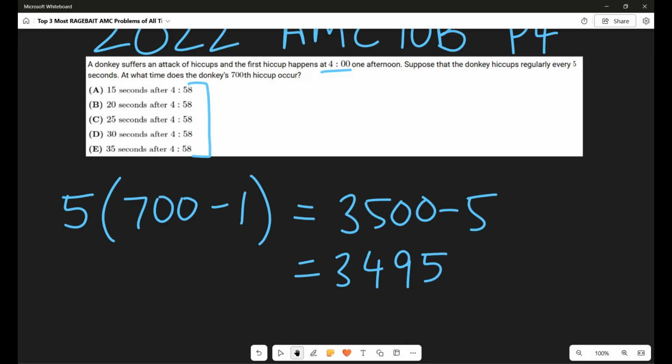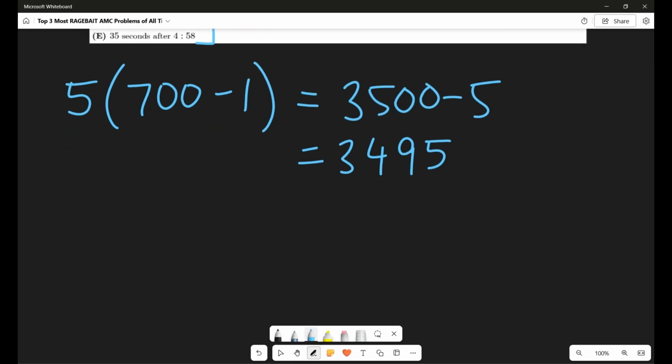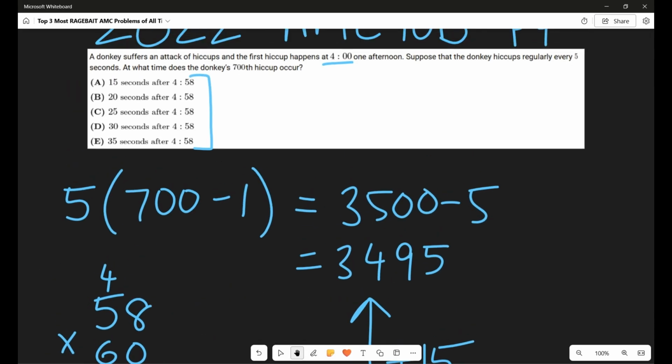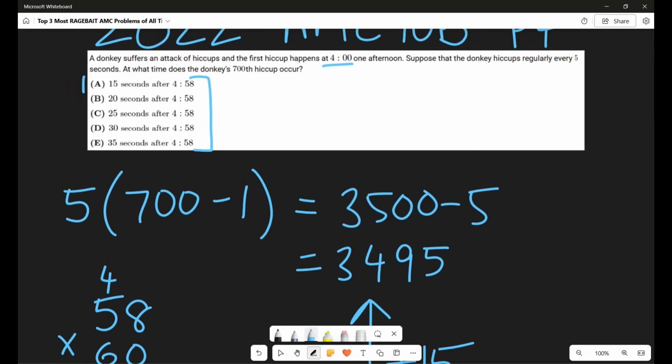So we can find out what 58 minutes is in seconds. So 58 times 60, and we can just drop a 0 there at the end. We get 8 times 6, 48. 8, carry the 4, we get 3480. And to get from 3480 to 3495, we need to add 15 seconds. And for that reason, our answer is A.